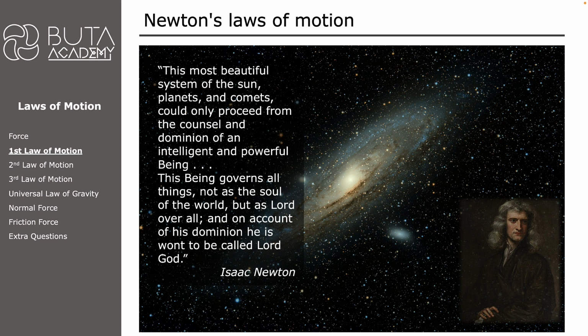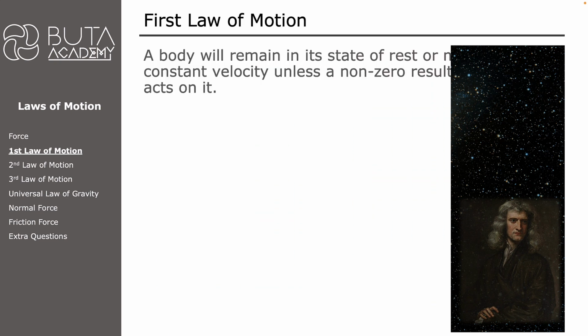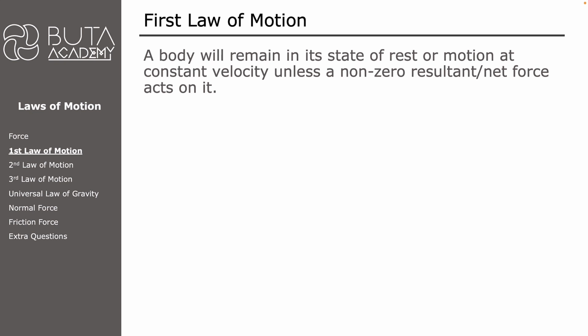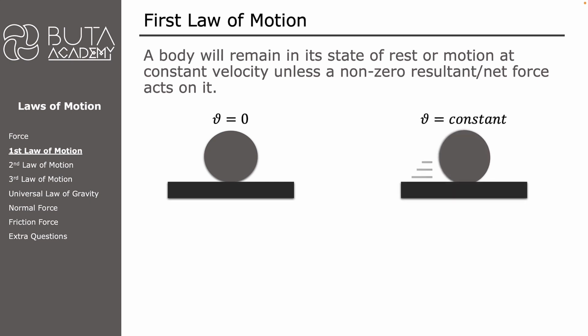After this long introduction, let's start with the first law of motion. First law of motion, or Newton's first law, states that a body will remain in its state of rest or motion at constant velocity unless a non-zero resultant or net force acts on it. There are some key phrases here. If you have noticed, in the definition, non-zero resultant or net force has been used instead of the phrase non-zero force.